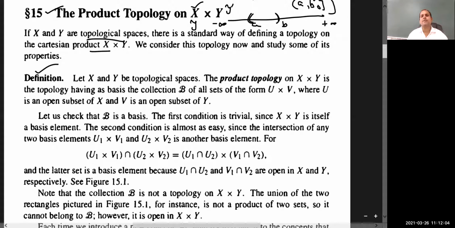The definition is that the product topology on X cross Y, where cross denotes the Cartesian product of the sets X and Y, is the topology having as basis the collection B of all sets of the form U cross V, where U is open in X and V is open in Y. U is open in X means U is a member of the topology on X, and V is a member of the topology on Y.